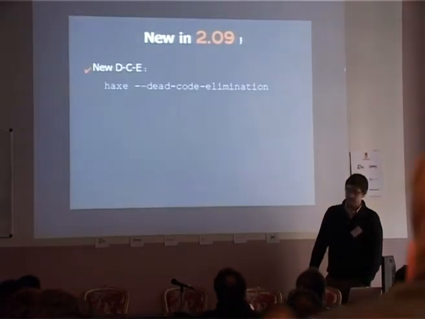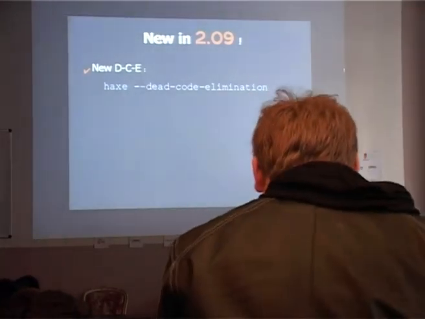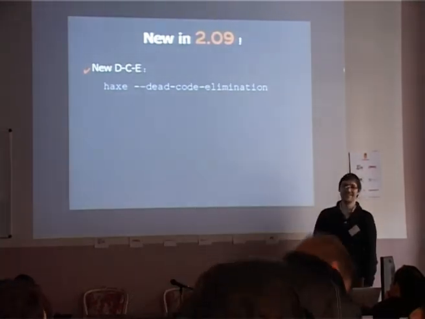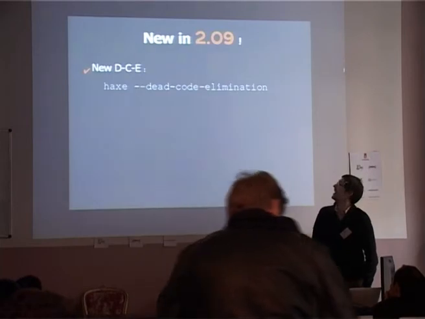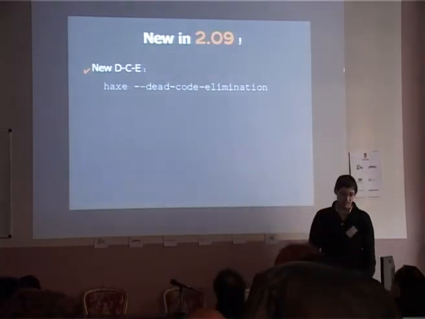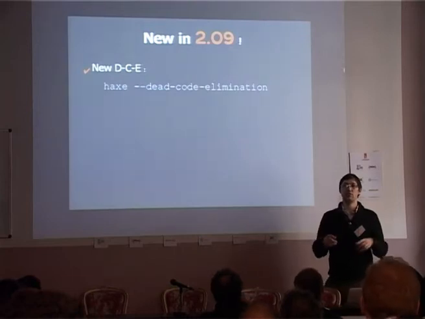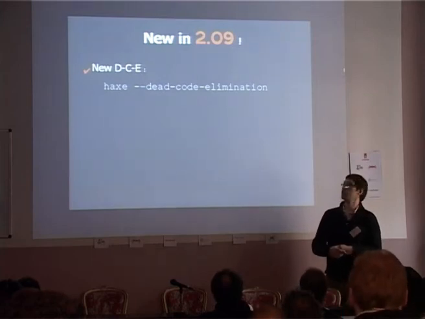So that's something nice. We have a new dead code elimination. We really need to make these parameter names shorter for command-line reasons. Dead code elimination is quite long, right? If you have an idea, just send it to me. So what it does is just dead code elimination. It was present before. We did a rewrite, which is a bit better and treats some corner cases that we had not handled before.